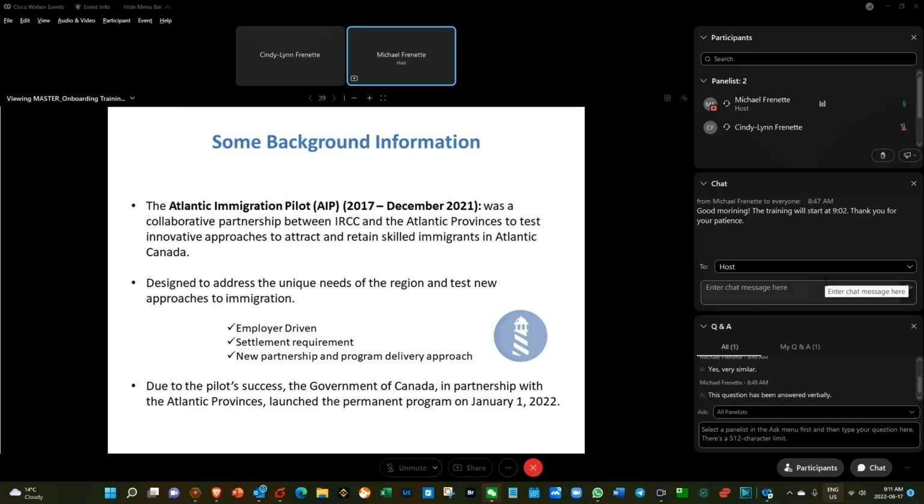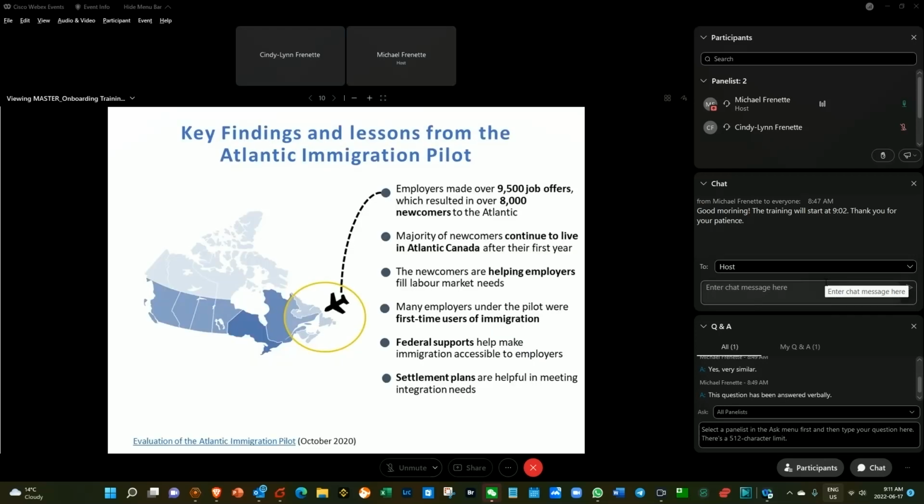So while this is a different program, there are many similarities which have been carried over from the pilot to the program. IRCC conducted an evaluation of the pilot, which found that the expected outcomes were being met and identified several areas where we could strengthen the program. The evaluation found that the pilot was helping Atlantic employers to fill labor market needs, mostly at the technical occupation and skilled trade level. Many of these employers were also first-time users of immigration, and they valued the federal support that helped make immigration accessible. And we'll cover that later on.